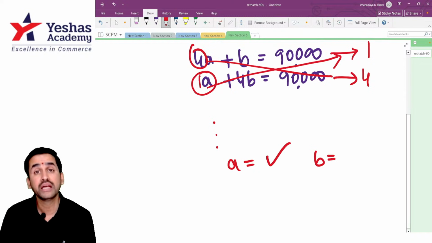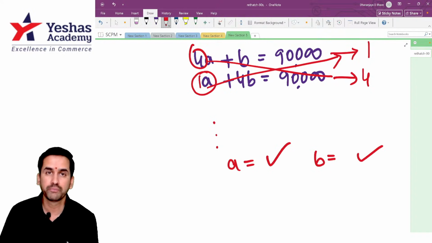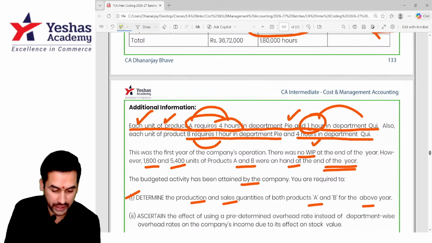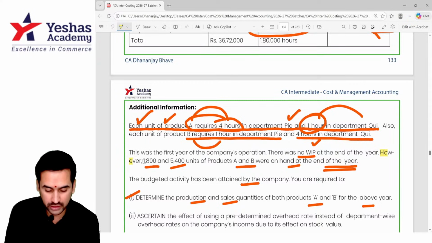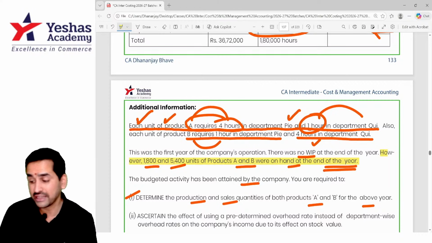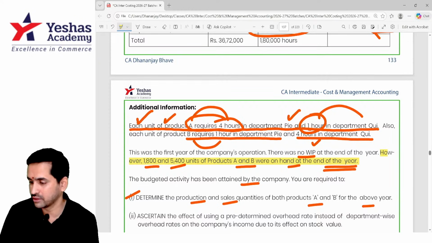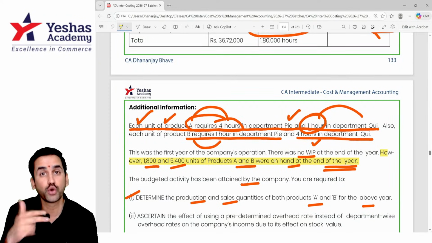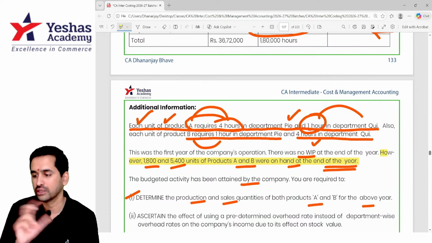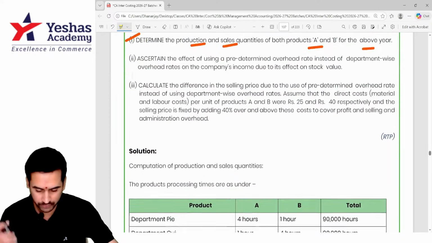Now what is value of A? Number of units of A produced. What is B? Number of units B produced. Correct? But they said production and sales. I'm highlighting. It says, however, 1800 units of A and 5400 units of B were on hand at the end of the year. Now, whatever you produce, in that some stock is still with you. Balance should be understood as sold. I repeat, whatever you have produced minus what is still with you, the difference should be understood as sale of units. Correct?